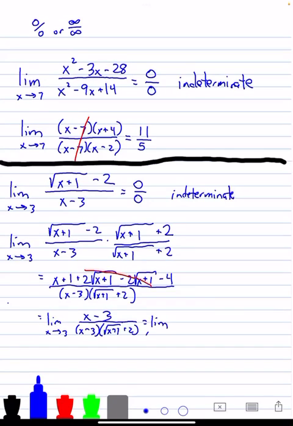We just want to stay sound algebraically. So now, what's going to happen here? These are going to cancel. So we have 1 over the square root of x plus 1 plus 2. And now I'm going to move this to the bottom. And now let's plug the 3 in. That's going to be 1 over the square root of 3 plus 1, which is the square root of 4, which is 2. And 2 plus 2 gives us 4. So our limit is 1/4.